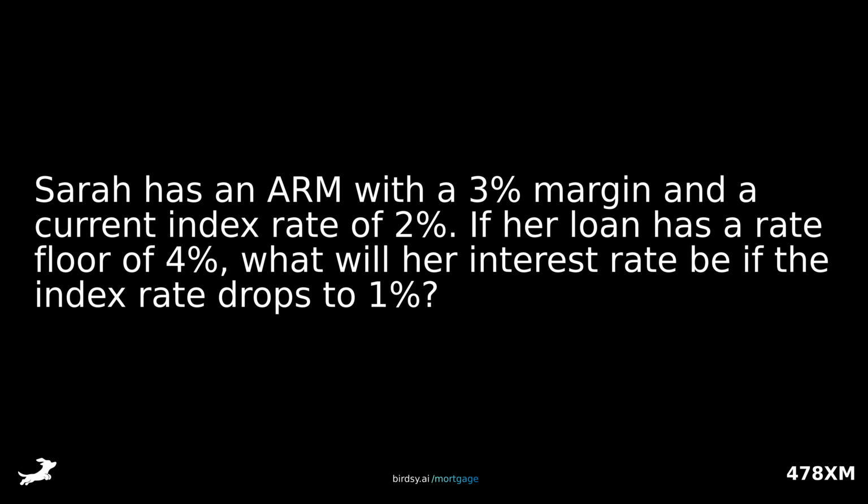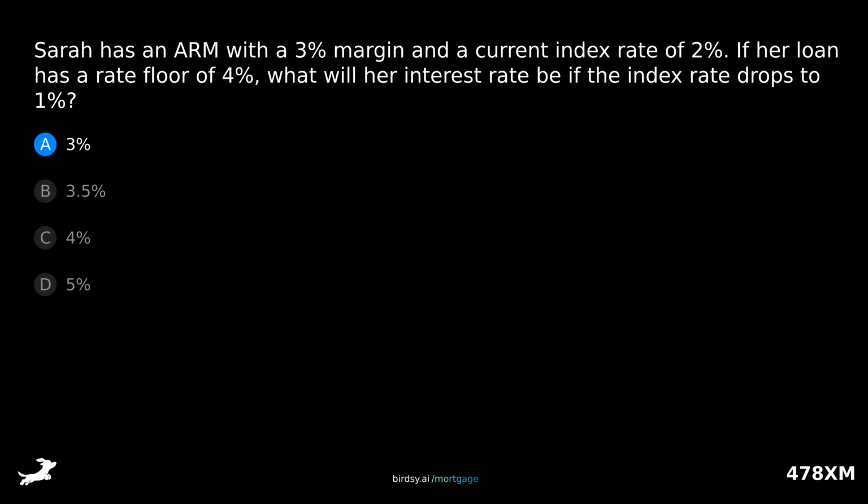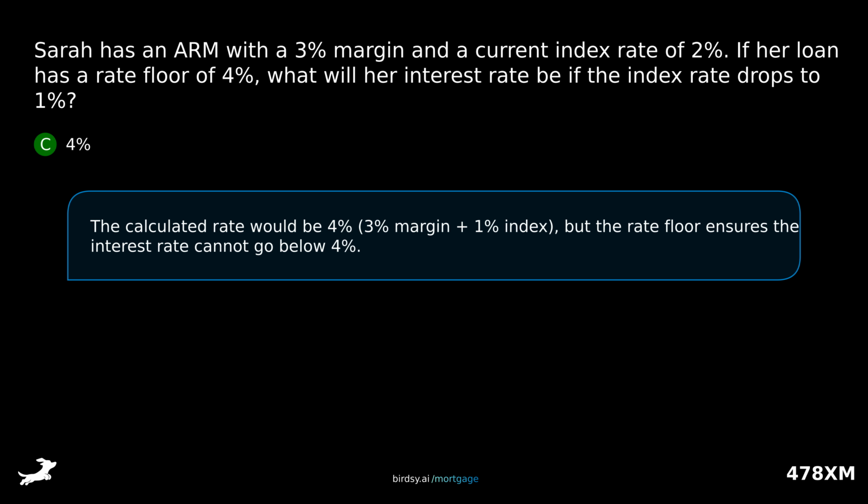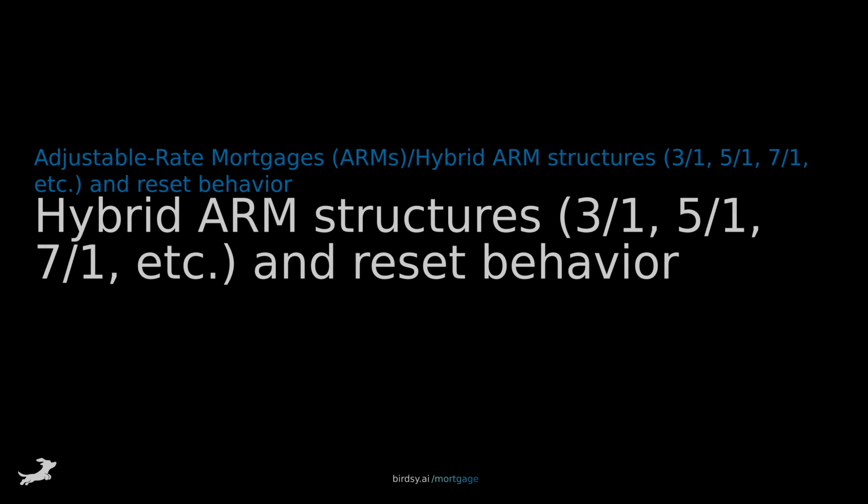Sarah has an ARM with a 3% margin and a current index rate of 2%. If her loan has a rate floor of 4%, what will her interest rate be if the index rate drops to 1%? Is it A, 3%, B, 3.5%, C, 4%, or D, 5%? The answer is C, 4%. The calculated rate would be 4%, 3% margin plus 1% index, but the rate floor ensures the interest rate cannot go below 4%. Hybrid ARM structures and reset behavior.